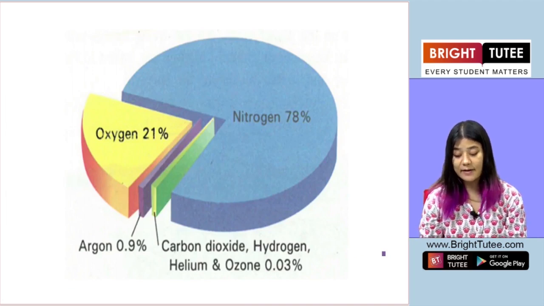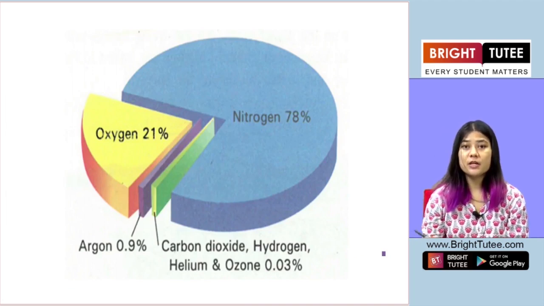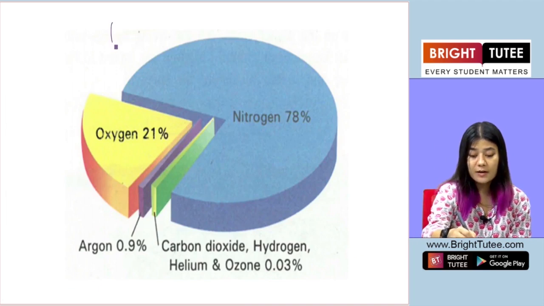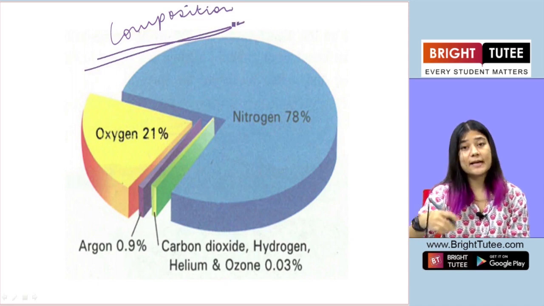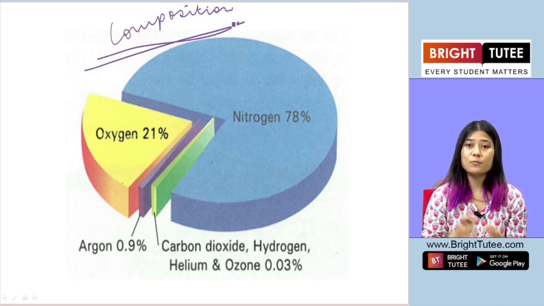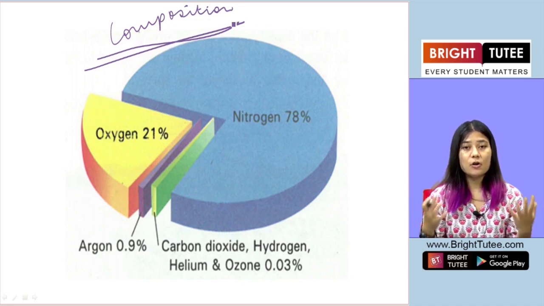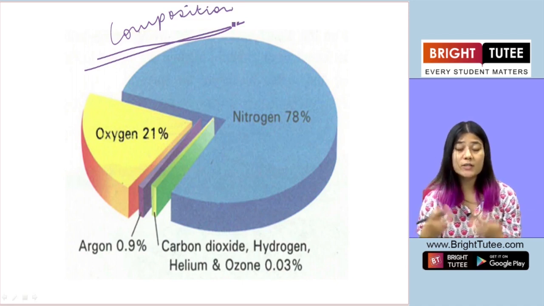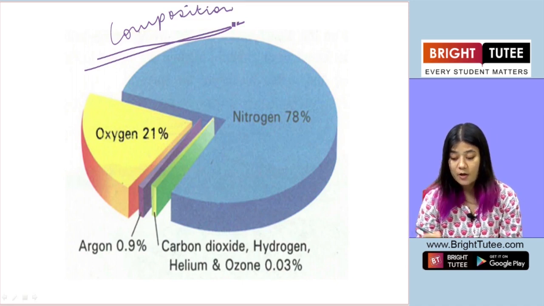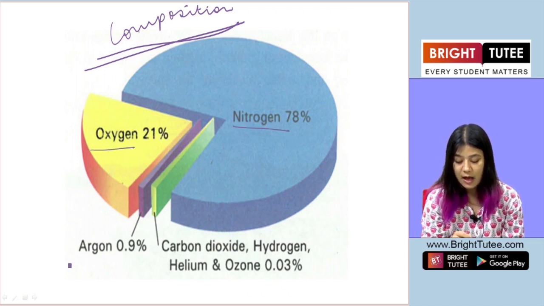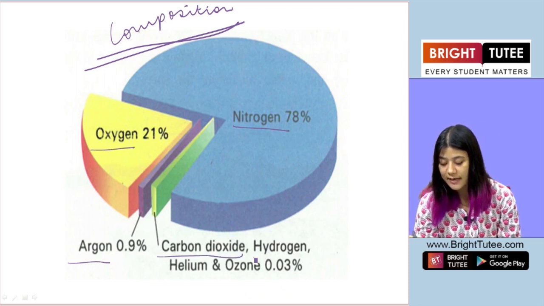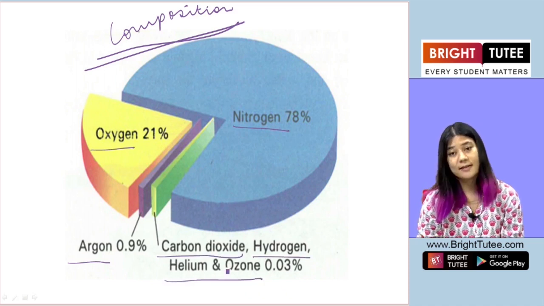Now this diagram here shows the composition of the atmosphere. What kind of gases? We said the atmosphere contains lots of different gases. Now what are these gases? Okay, so it consists of nitrogen, oxygen, argon, carbon dioxide, hydrogen, helium and ozone.